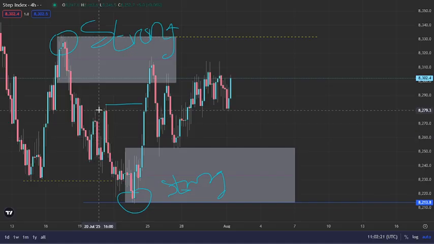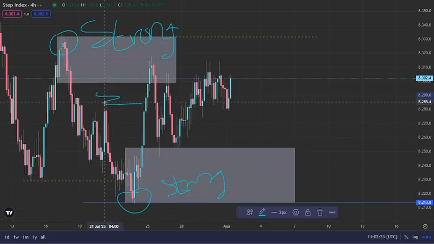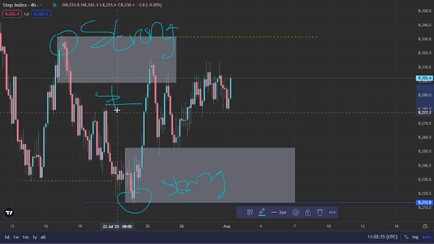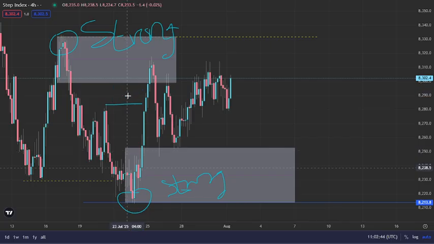Fine. Price breaks an internal high. When this internal high is broken, now here flips from being a strong internal structure to now being a weak internal structure. Why is this a weak internal structure? This is a weak internal structure because it failed to break a structure.